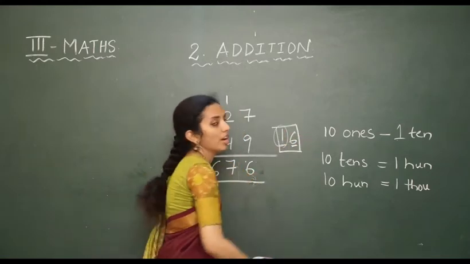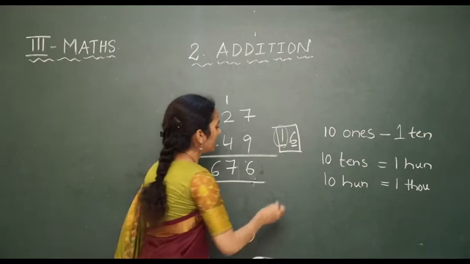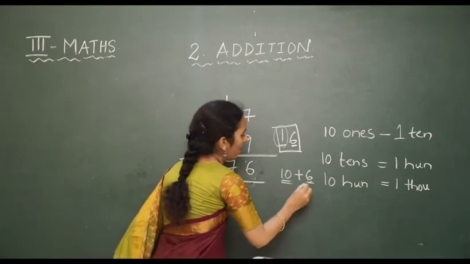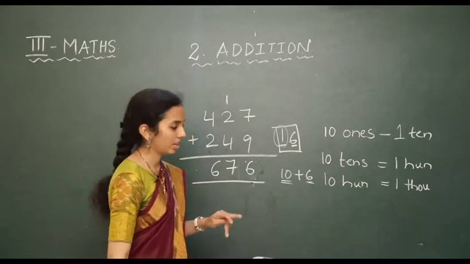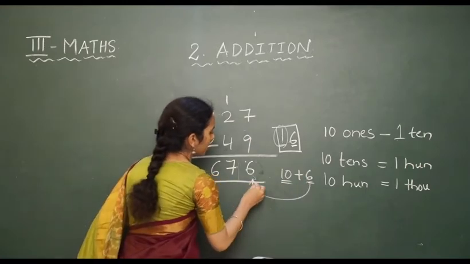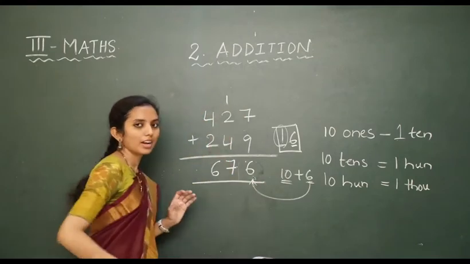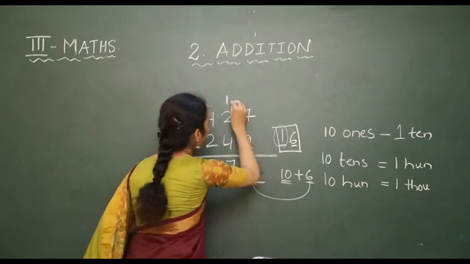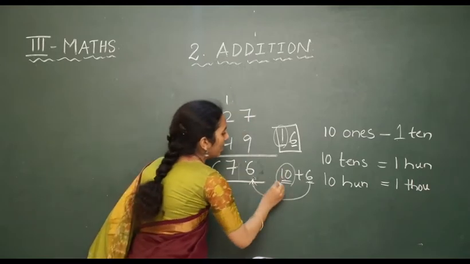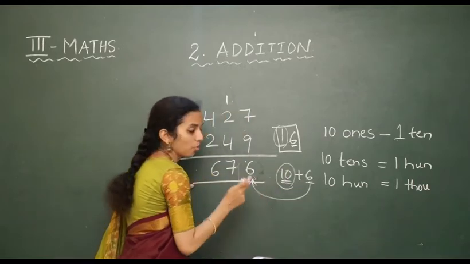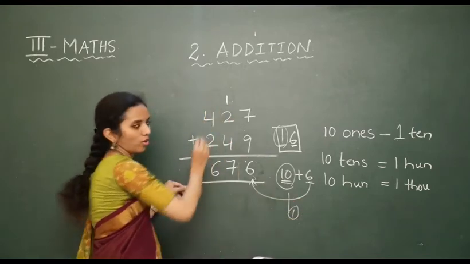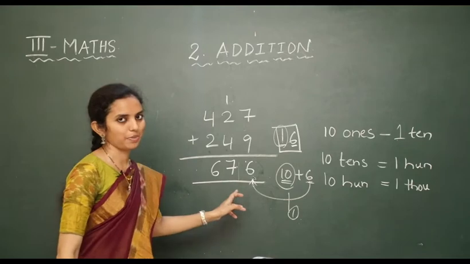This is called regrouping. So, 16 is nothing but 10 plus 6. 6 is ones value and 10 is tens value, that is tens place. So, 6 is written in ones place and 10 is carried to the tens place. So, we did not write 10 here. Why? This is already tens place and 10 ones are equal to 10. So, that is the reason why we carry only 1 to the tens place.